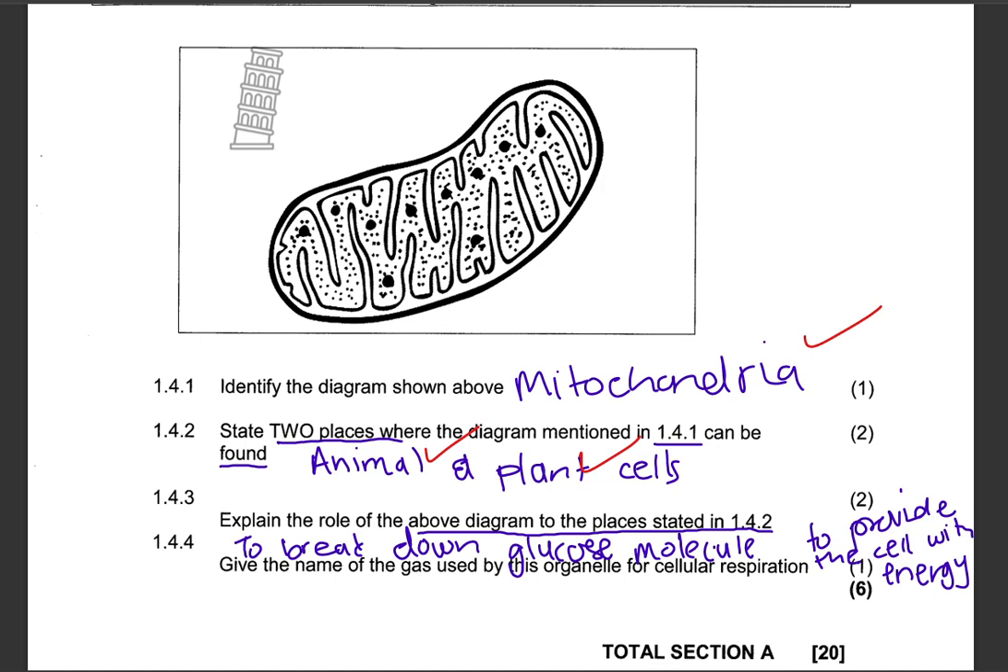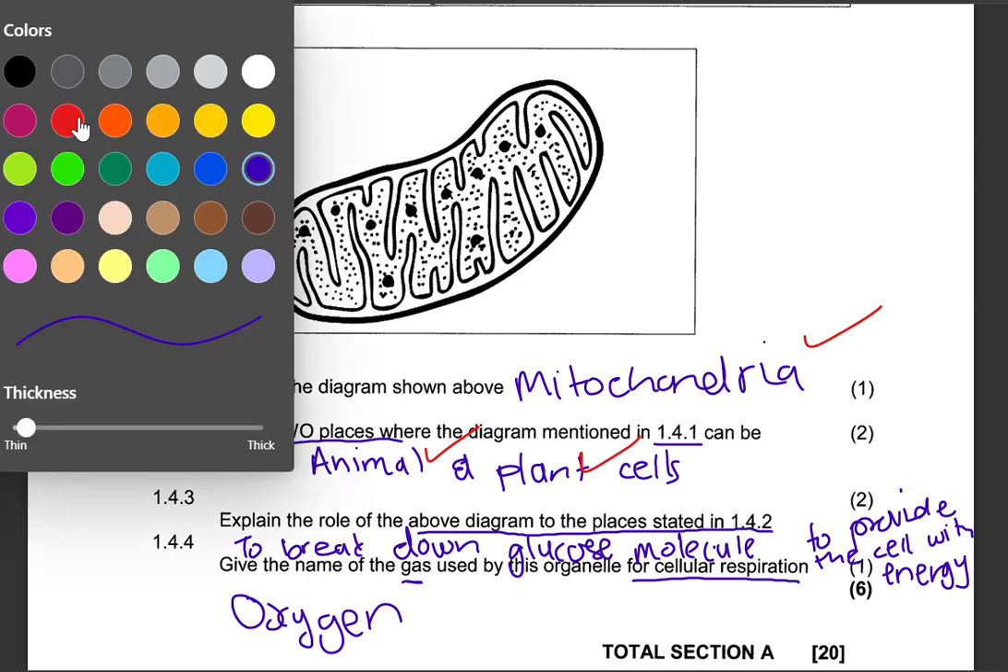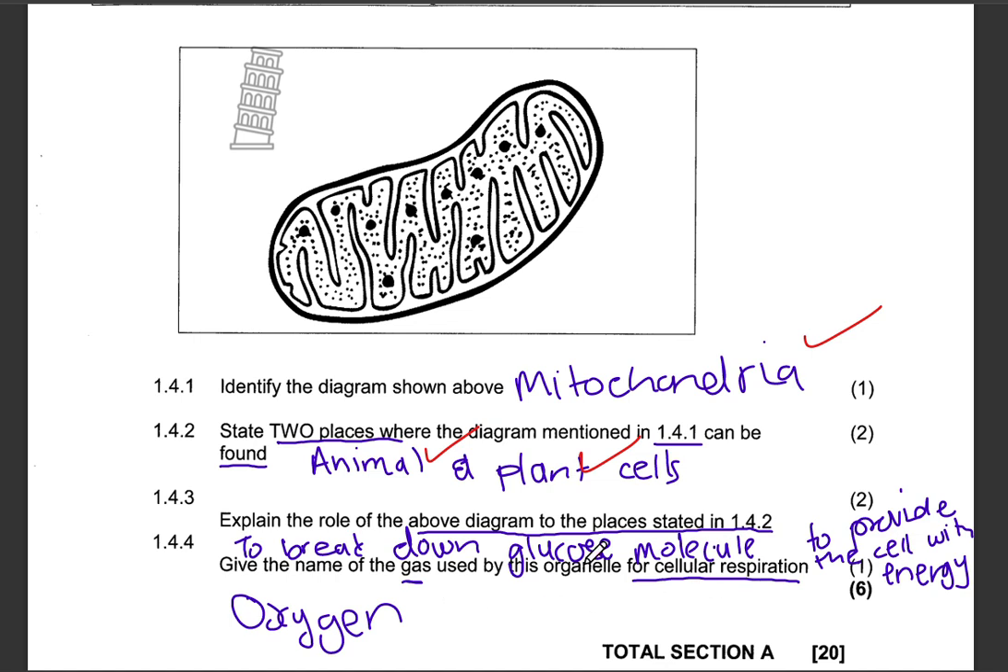Okay, so 1.4.4, give the name of the gas. You need to give the name of the gas that is used by this organelle for cellular respiration. The name of the gas is oxygen. So oxygen is the required gas that will break down glucose in order to produce energy. So let's see, to break down glucose molecule and energy, then oxygen. All right, so that's the first question, guys, out of 6 marks.